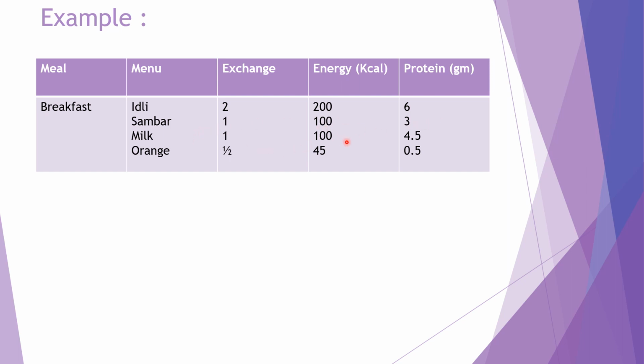Sambar, one exchange of sambar provides 100 kilocalories of energy and 3 grams of protein, similarly milk. Like this we have to plan the remaining meals of the day in order to know the total amount of energy and protein. If it is meeting the RDA, then it is balanced. Using the exchange list is always very easy, and varieties of foods can be added in the recipes, and all nutritionists can prescribe the diet by using the exchange list.